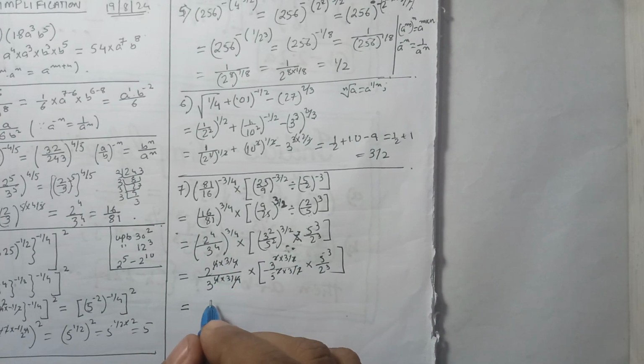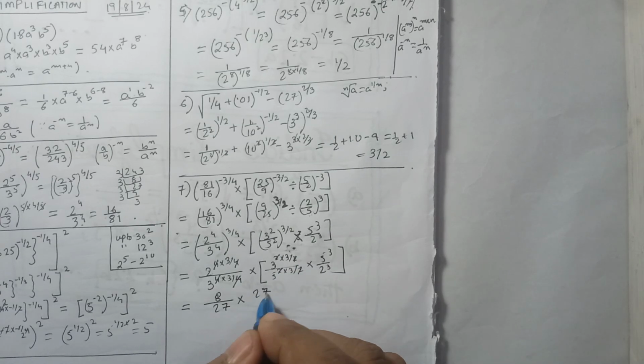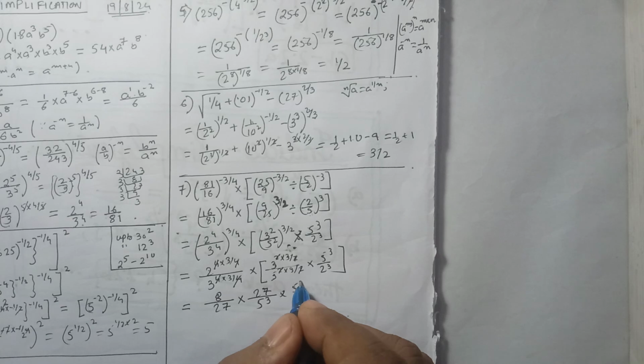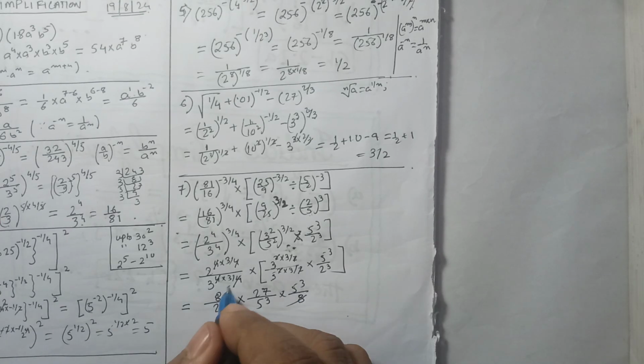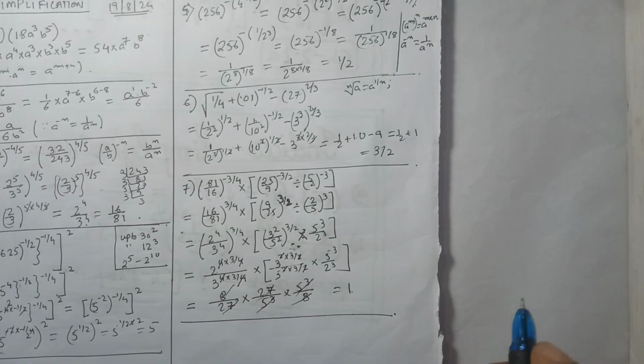So what is 2 cube? 2 cube is 8, 3 cube is 27, into 3 cube is 27. By 5 cube, let it be 5 cube by 8. Answer is 1.